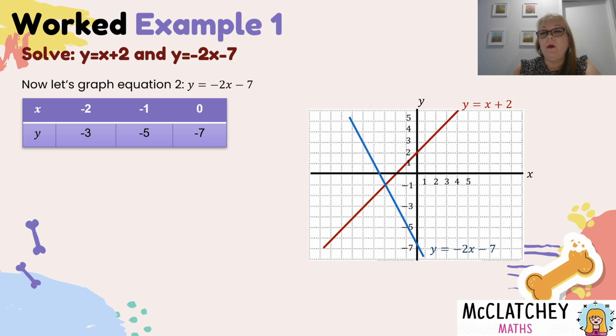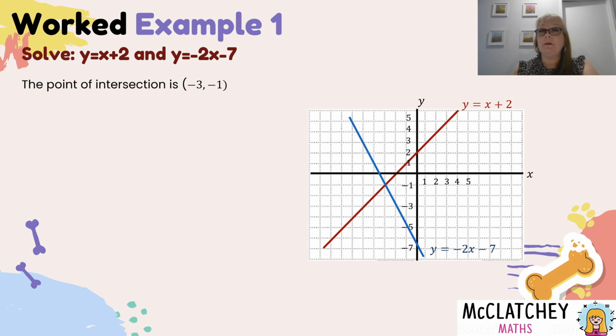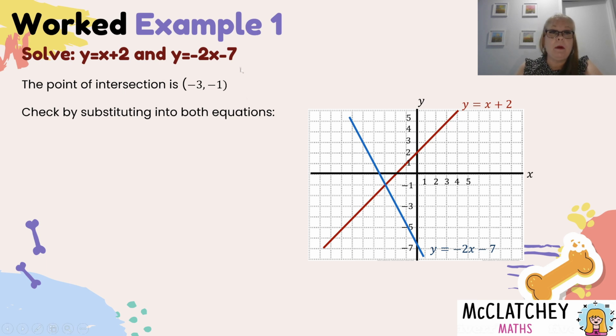Now we can see there's a point of intersection where both lines are crossing over. Reading off the graph, I read it crossways first, so I've got -1, -2, -3, so -3 is my x-coordinate, and then down 1 is -1. So that's my point of intersection, and it is the point that solves the two equations. Now I can check that by substituting that back into my original equations.